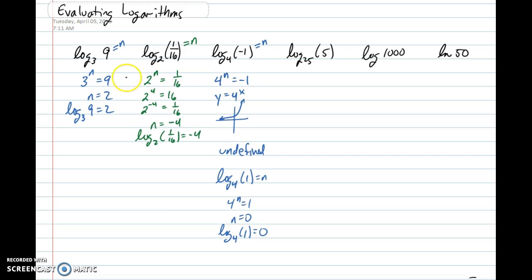By the way, you may have noticed that a couple of times here I've used parentheses around the argument of the log expression, and in the first case I didn't. It doesn't matter whether we use the parentheses or not.